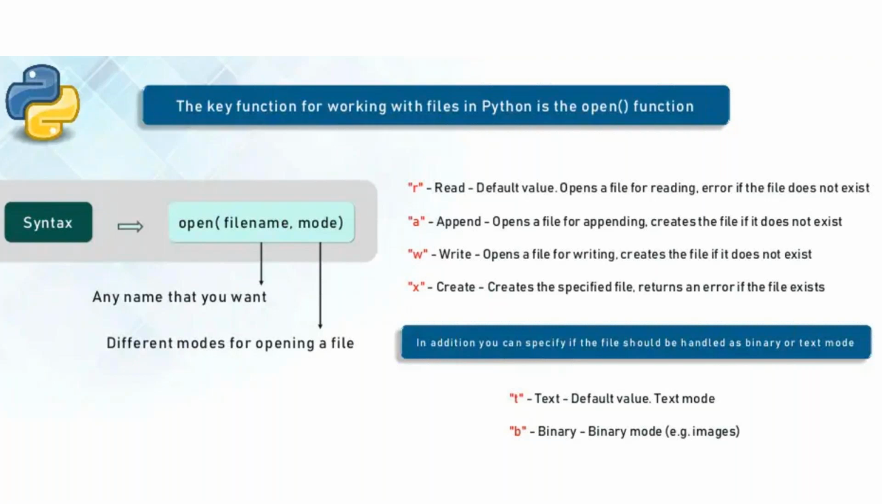And what you want to do, that's mode. You want to open a file, but in what mode? So you want to read the file, or you want to append the file, you want to write the file, or you want to create a file. So you have to specify the mode. It's important. So R for read, A for append, W for write, and X for create. So any name that you want, and then it can be path also.